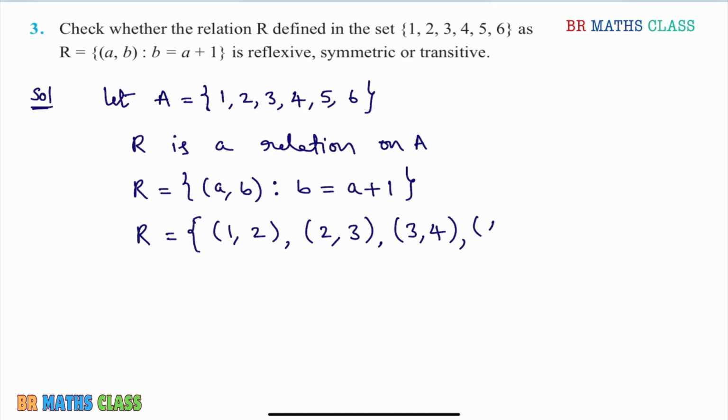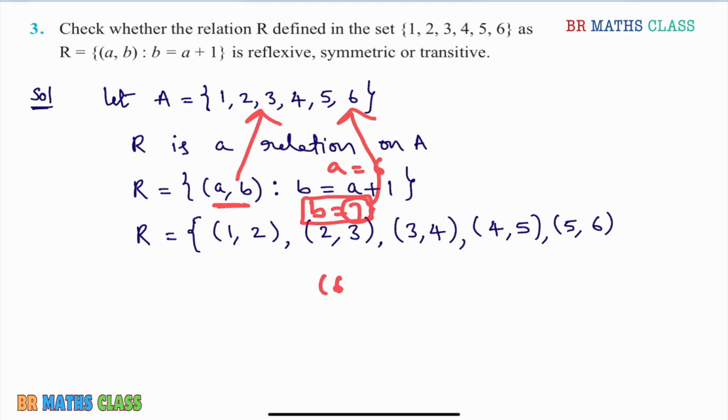Similarly, put a as 4, b is 5. Put a as 5, b is 6. We can take a as 6 also. If you put a as 6 here, 6 plus 1 is 7, so you will get b as 7. But a and b both must belong to this set. As 7 is not in the set, the ordered pair (6, 7) does not belong to this relation. I hope you are understanding. In place of a, if I take 6, b will become 7.